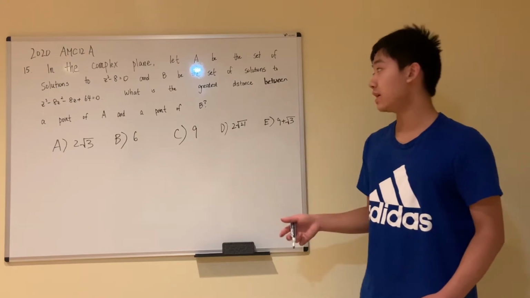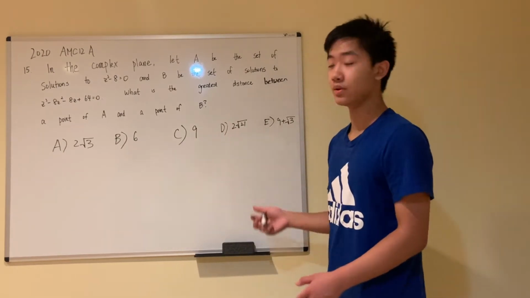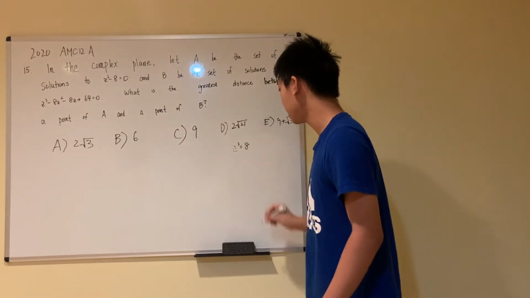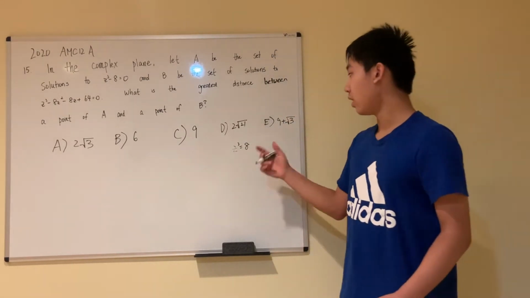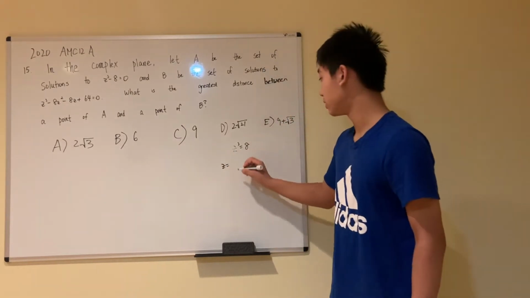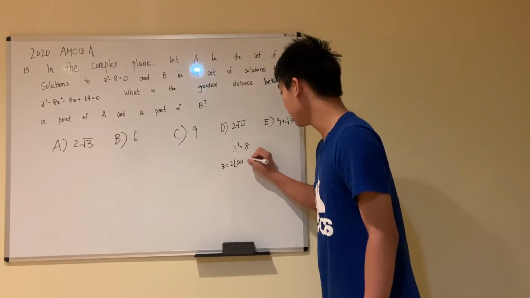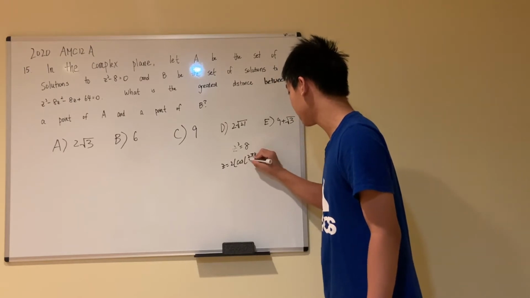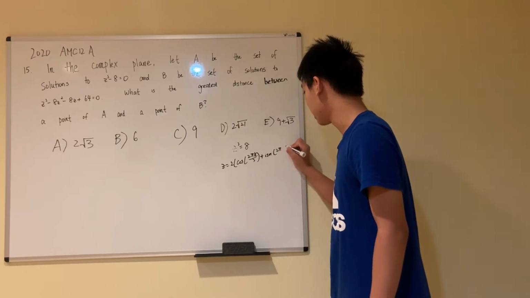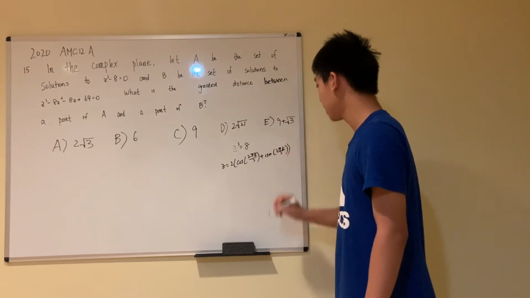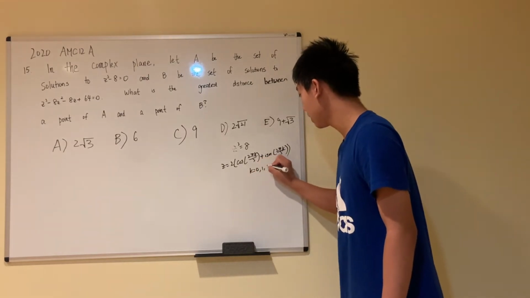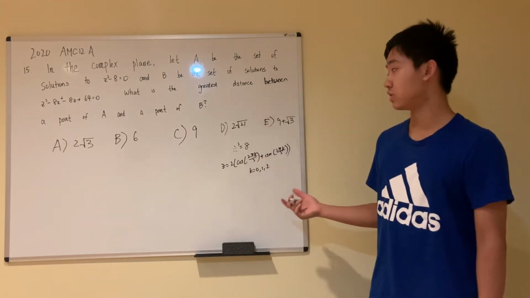So to find the points of A, we're going to solve the first equation by adding 8 to both sides. So we're going to have z cubed equals 8. And to find all the solutions for z, we're going to have z equals 8 to the 1/3, which is 2, times cosine of 2 pi k over 3 plus i sine of 2 pi k over 3. And k here is going to take on the values 0, 1, and 2. And that's going to give us our 3 different solutions for z.